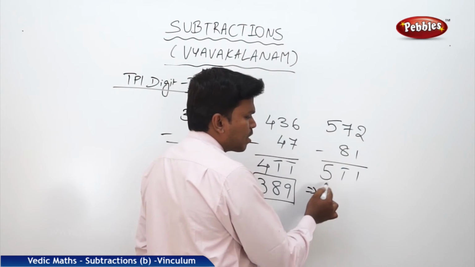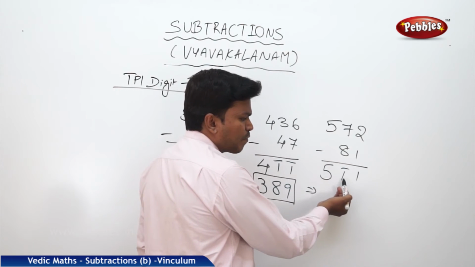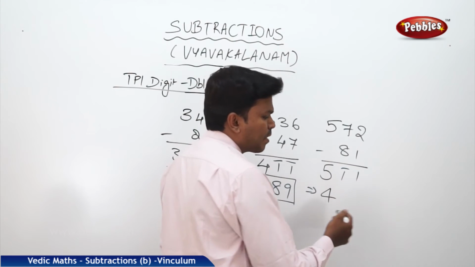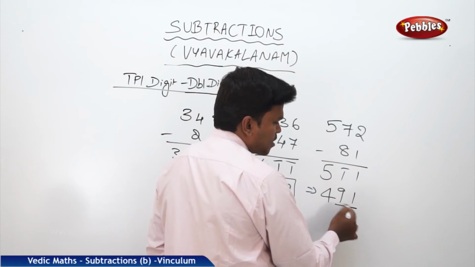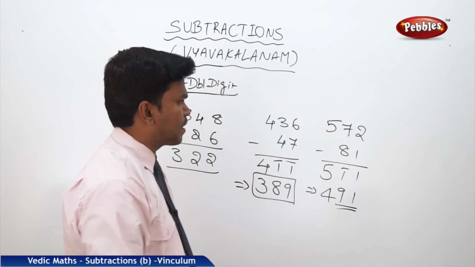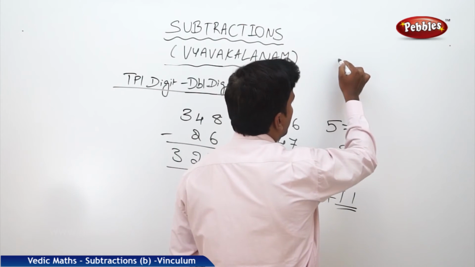Now how to convert this one? The same way, 1 bar. Bar before number should be reduced by 1, that is 4. 1 bar complement is 9 and 1 as it is you can drop. So what is the answer? 491. And one more example.